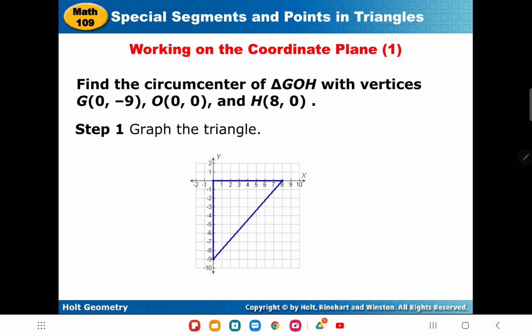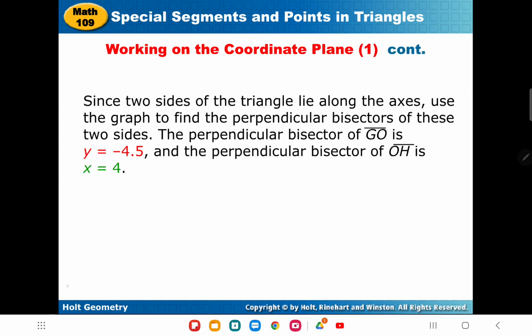Here it is. And our next step, because this is the circumcenter, I'm immediately going to think of perpendicular bisectors. Now, I also am going to recall that the circumcenter of a right triangle, which this is because GO and GH are perpendicular to each other, forming a right angle, that circumcenter is going to lie on the hypotenuse. So that's going to help me with a check on whether I did this correctly. So step one is graph the triangle.